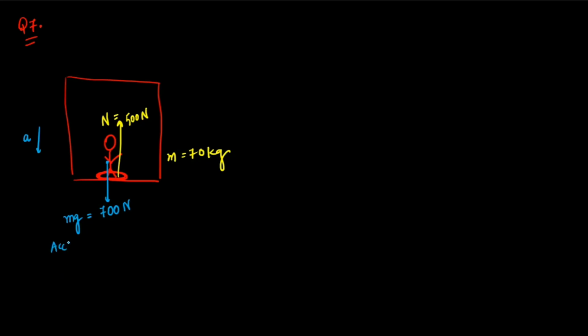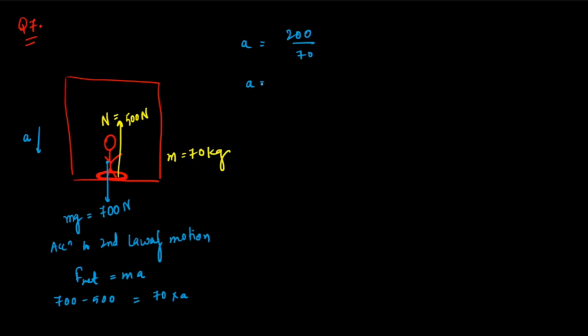So according to the second law of motion, F net external is going to be equal to ma. What is the F net external here? What is the net force acting in the system here? It should be 700 minus 500, which is equal to 70 times a. So here it is going to be 200 by 70. That is a. So a is going to be 2.86, that is 2.86 meters per second square. So this is going to be the acceleration of the lift. And as it is positive, this means the direction which we have considered is correct.